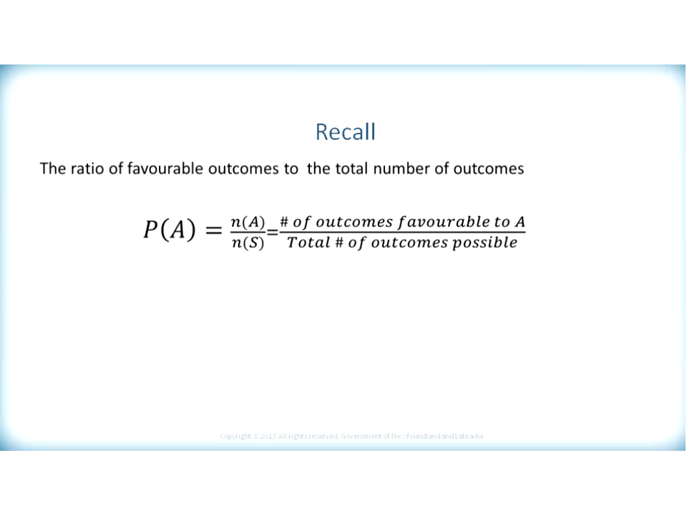Let's recall probability is the ratio of favorable outcomes to the total number of outcomes. That is, the outcomes that we want that are favorable to A, the event that we're looking for, over the total number of outcomes possible.